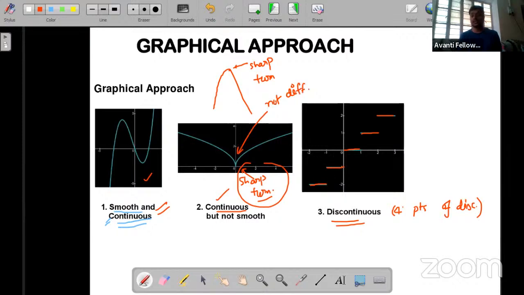Or whenever the function is discontinuous, clearly at those points the function is again not differentiable. Yes, not smooth, or we can lift the pen. At that point also the function is not differentiable. So here at 4 points, meaning -1, 0, 1, and 2, the functions are again not differentiable. Discontinuity implies not differentiable.